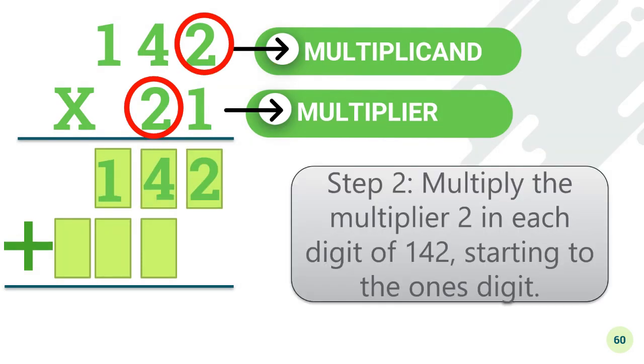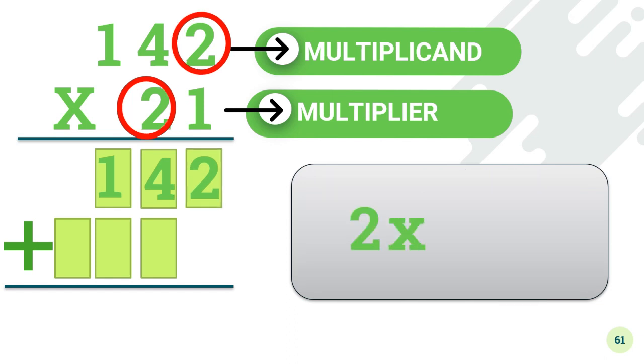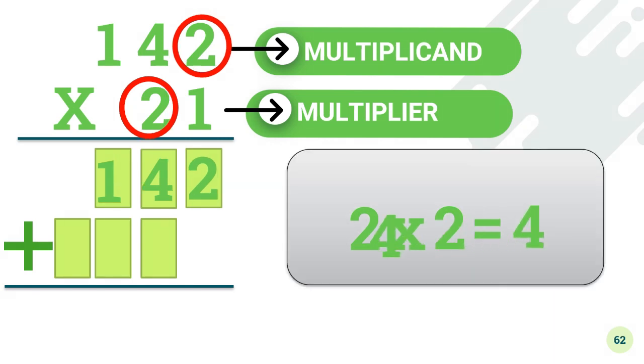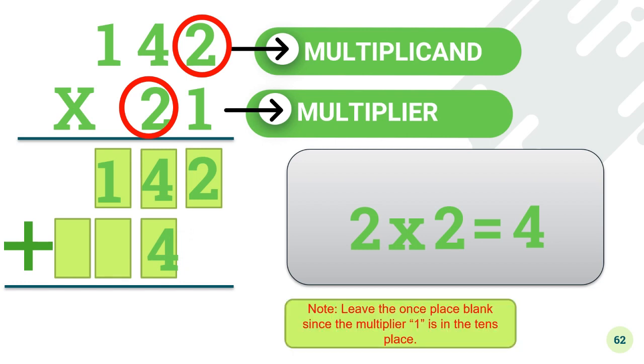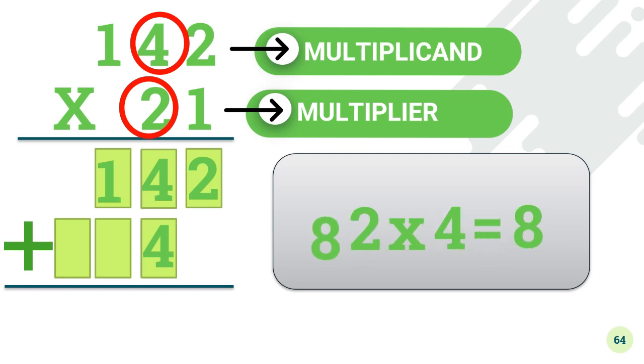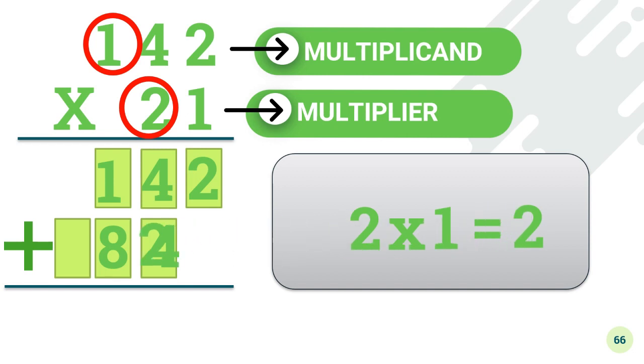Step 2. Multiply the multiplier 2 in each digit of 142, starting to the ones digit. So we have 2 times 2 equals 4. In writing the partial product, remember to leave the ones place blank since the multiplier 2 is in the tens place. Then 2 times 4 equals 8. And 2 times 1 is 2.